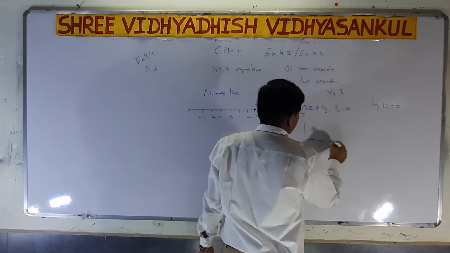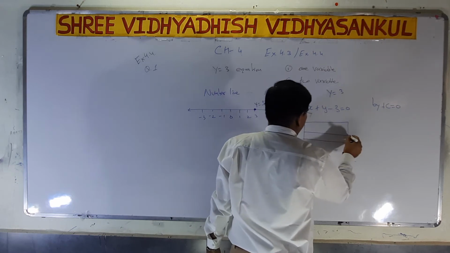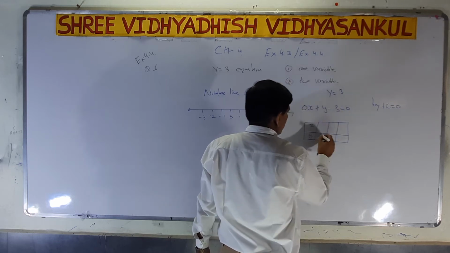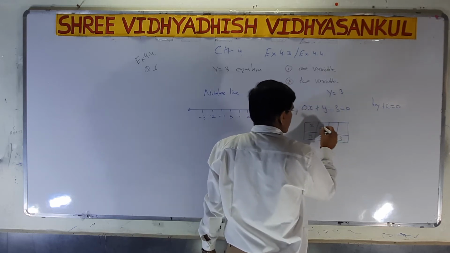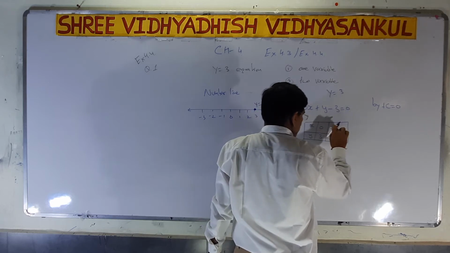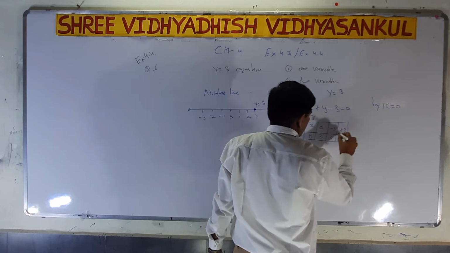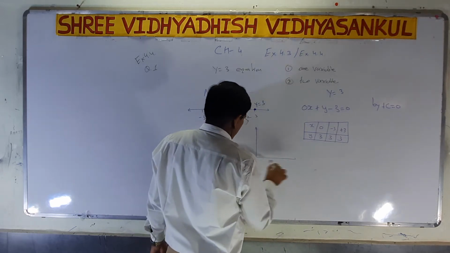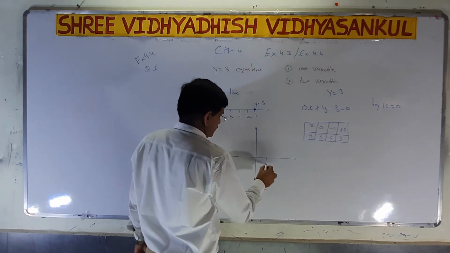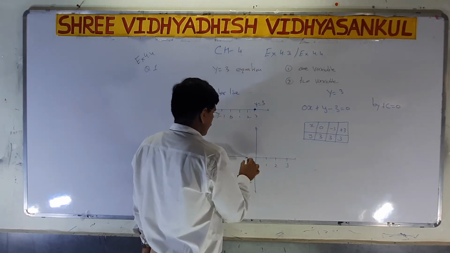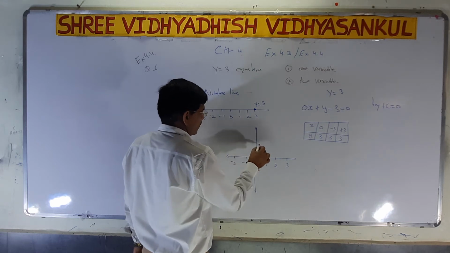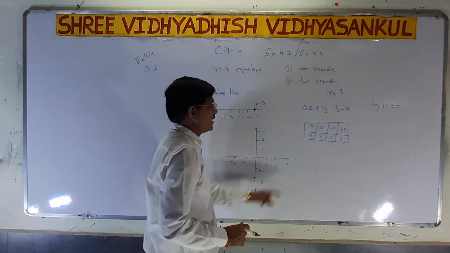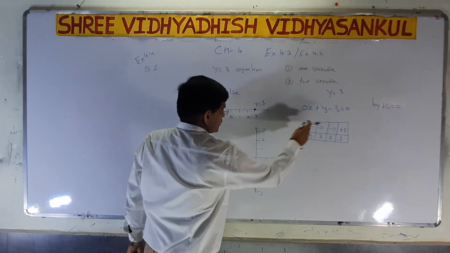We can take y is equal to compulsory 3 and x you can take any number. So y is equal to 3 every time. Now if we draw the graph of it, here 1, 2, 3, minus 1, minus 2, 1, 2, 3, minus 1, minus 2. Every time y is equal to 3, so (0, 3) at here.